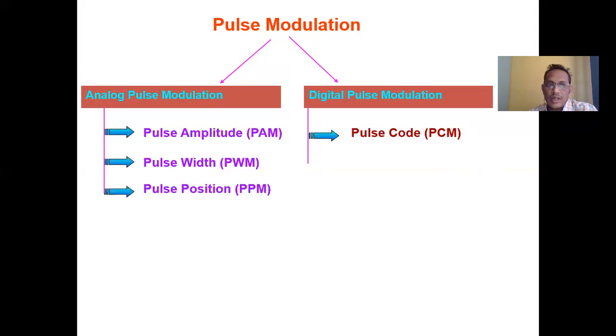We can convert this analog pulse modulation into digital pulse modulation. That means how to obtain pulse code modulation from pulse amplitude modulation. That is a part of your unit number 6. That's why it's called pulse modulation.